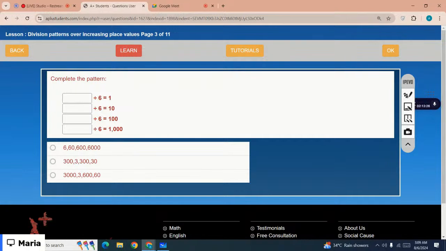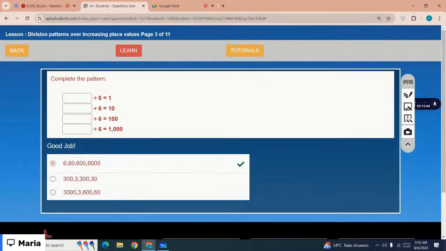Option number 1 is the correct option. 6 divided by 6 is 1. 60 divided by 6 is 10. 600 divided by 6 is 100. And 6000 divided by 6 is 1000. Option number 1 is the correct option. 6, 60, 600 and 6000 is the correct option.